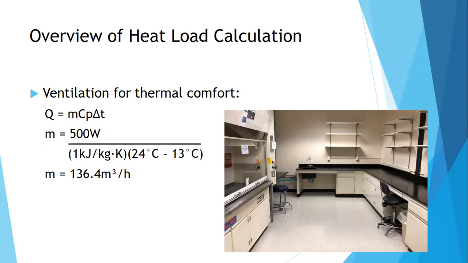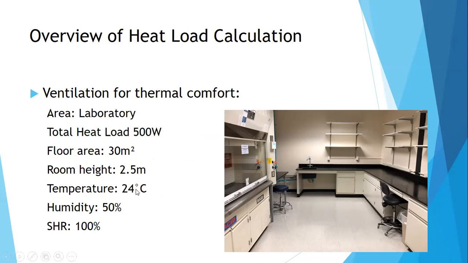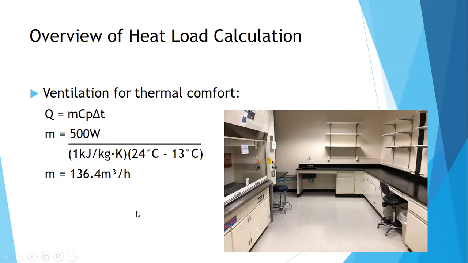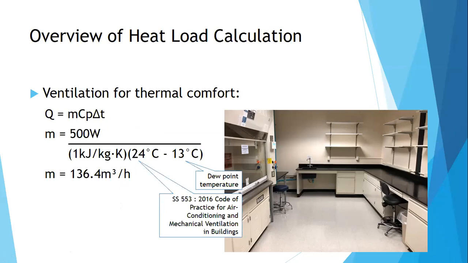Okay, same formula. MCp delta T, 500 watts, 1 kilojoule per kilogram per degree Kelvin. This time, 24 minus 13. Where did we get the 24 and where did we get 13? 24, from our assumption earlier, is the required room temperature. 13 is the dew point temperature of the area at 24 degrees and 50%. So meaning at 24 and 50%, if you go with your psychrometrics, there you go. At 24 and 50%, 13 is your dew point.